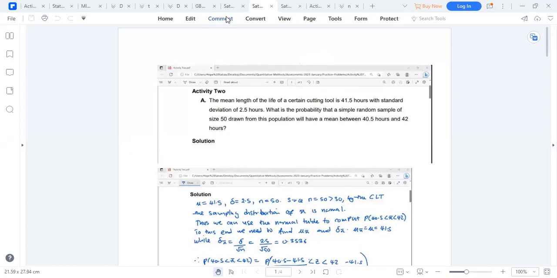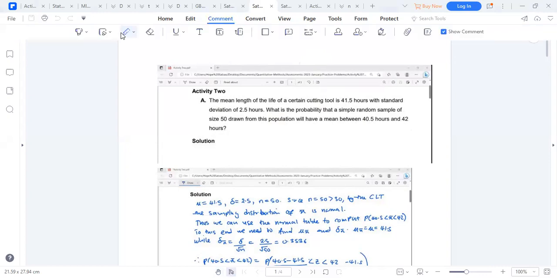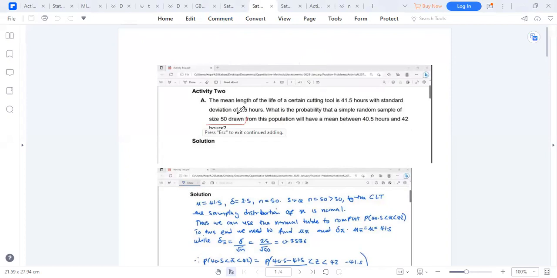This question has a specific sample size attached. It says if a random sample of 50, meaning our Z formula in this case will change. It will be X minus mu over standard deviation over square root of n. Right, together.